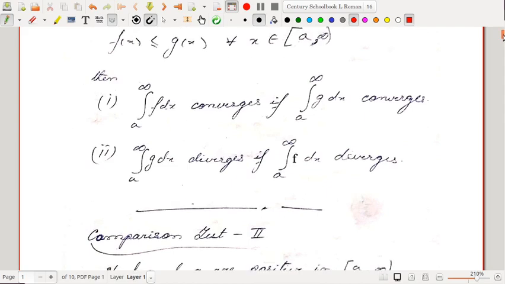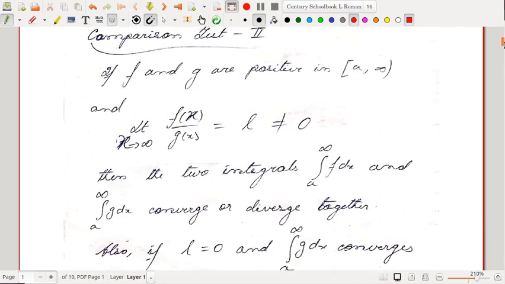Okay, so it's similar. Then the second comparison test is in the limiting form, and it's also quite useful. If f and g are positive on [a, infinity) and the limit as x tends to infinity of f(x) by g(x) equals L, where L is non-zero, then the two integrals from a to infinity of f dx and of g dx converge or diverge together.